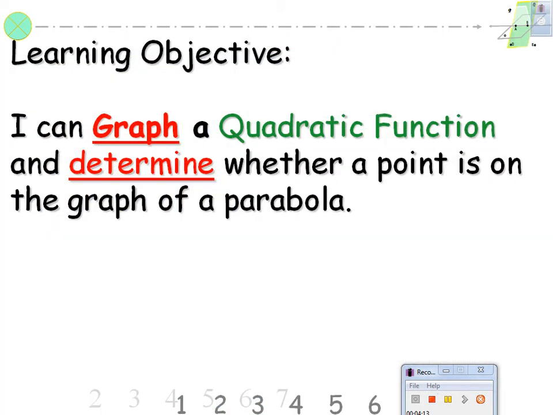Everybody with me? So therefore, today's objective, here we go. I can graph a quadratic function and determine whether a point is on the graph of a parabola. Let's read together. 1, 2, 3. I can graph a quadratic function and determine whether a point is on the graph of a parabola. So from now on, whenever you hear quadratic function, and you're thinking about the graph, it's called a parabola.